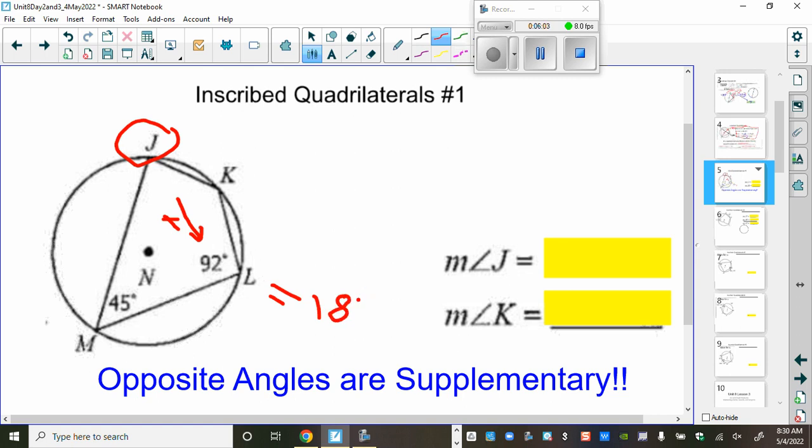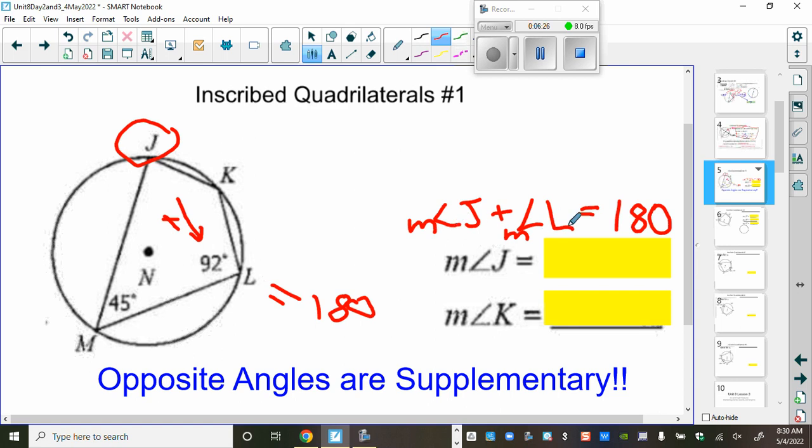So if you want angle J, I'll put angle J plus angle L is 180. Well, I should really put measure. Yeah, I'll make it officially correct.